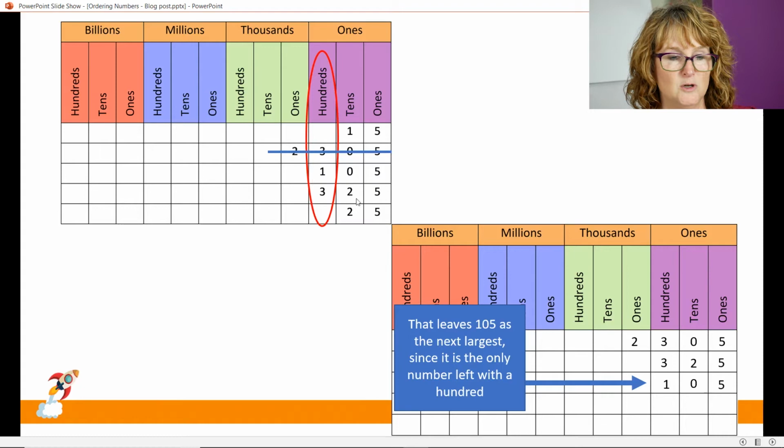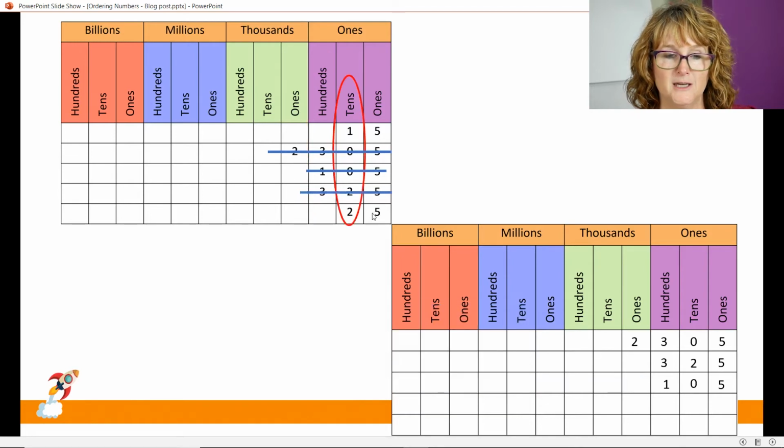Because these two numbers here have to be bigger than this number and this number, because they had hundreds. These two numbers do not. All right. So now we're down to looking at the tens column. This number here, the 25, has 2 tens. This 15 has 1 ten. Okay. So which one's bigger, 2 or 1? Well, 2 is bigger. So that's the one we're going to use.